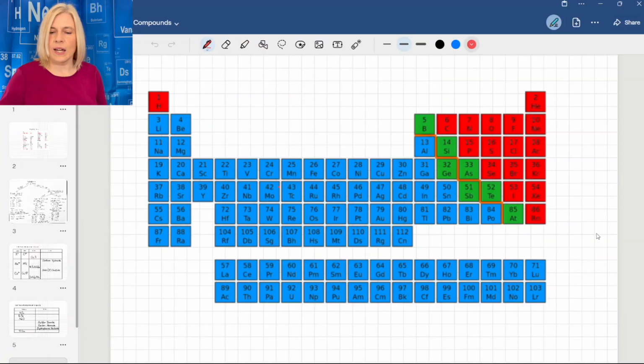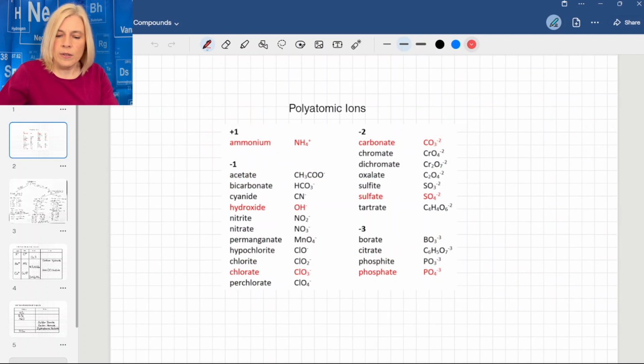Hello again. Nice to see you. Today, we're going to learn how to name ionic and molecular compounds. Let's start. Let's go to my screen, and we can see our wonderful periodic table. And again, it's color-coded. Blue are metals, red is nonmetals, green are metalloids. So we need to remember our metals will form cations, nonmetals will form anions, and we also have polyatomic ions that we have to memorize and learn how to name.